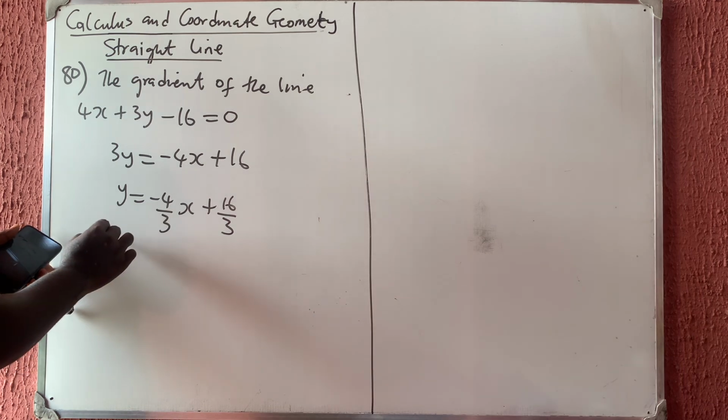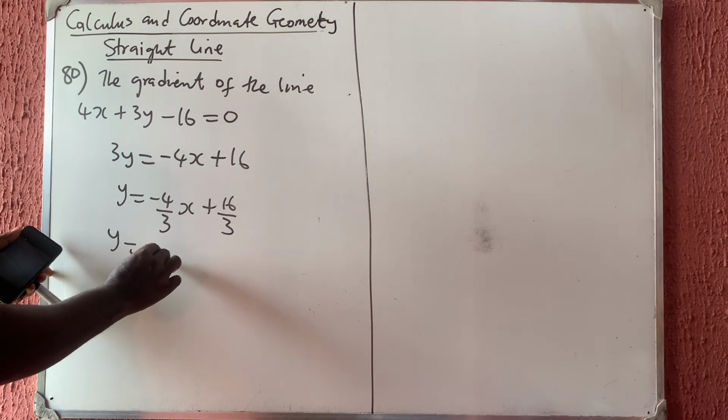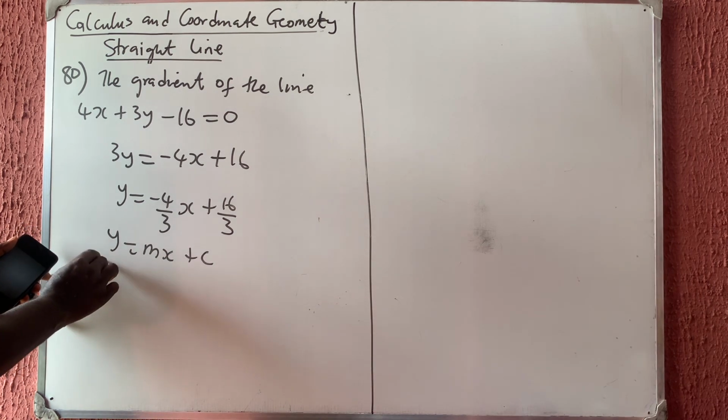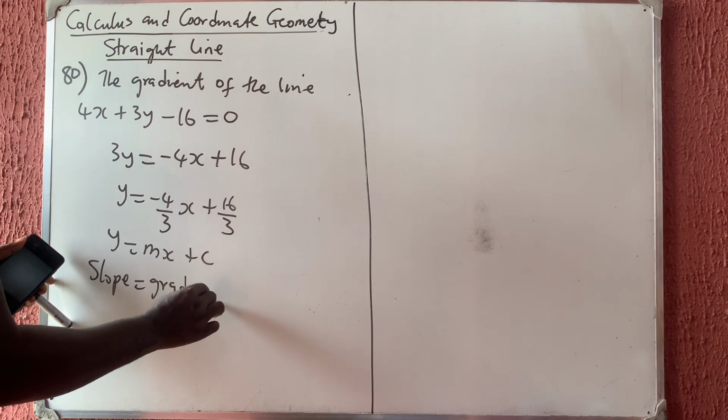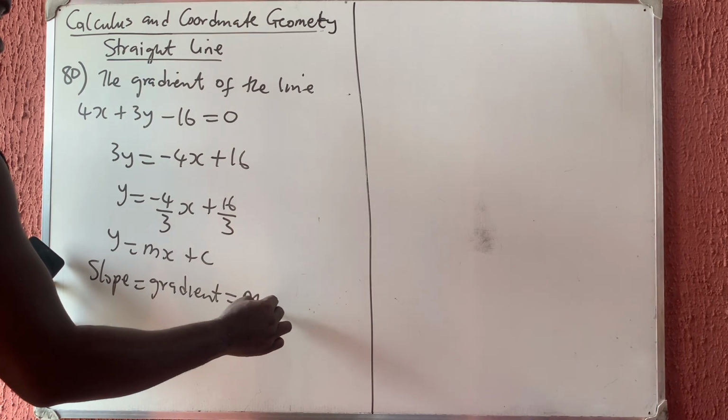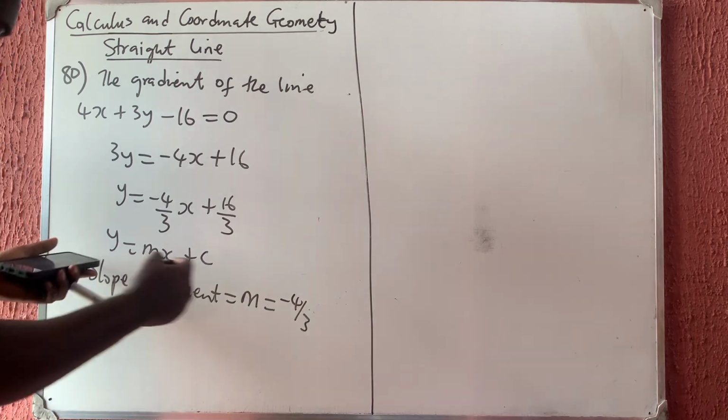So therefore, y is equal to mx plus c, to show that the slope, which is the same thing as gradient, is equal to m, which is equal to minus 4 over 3.